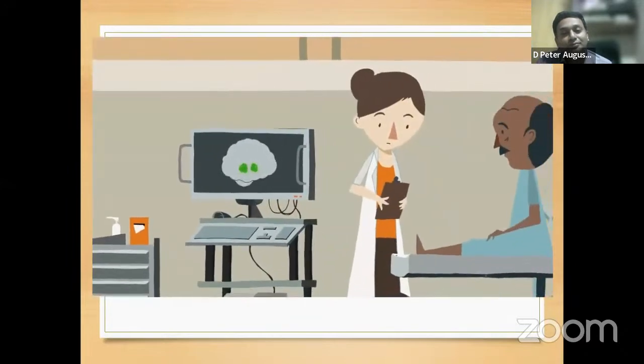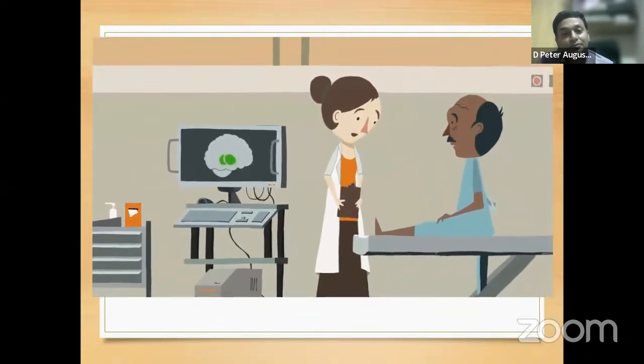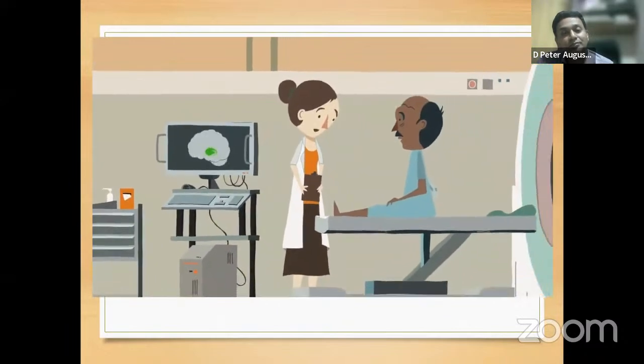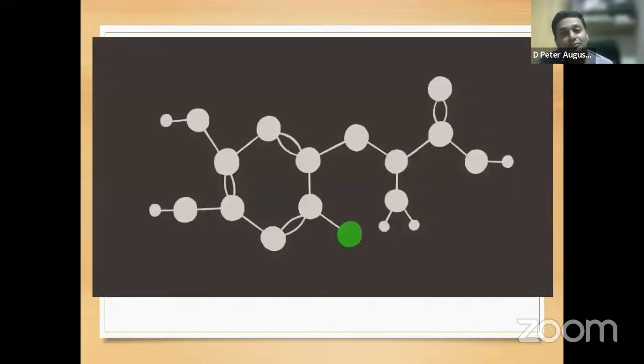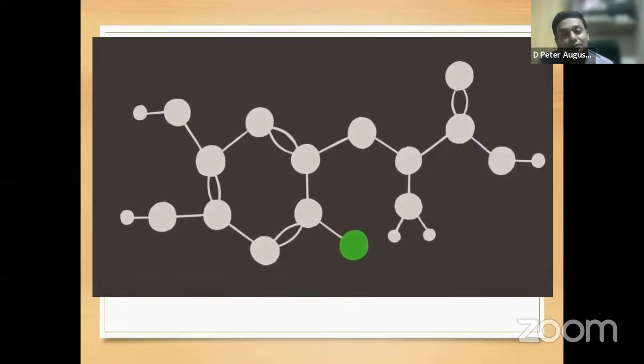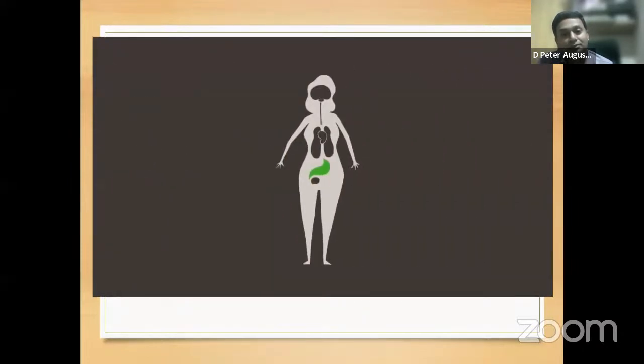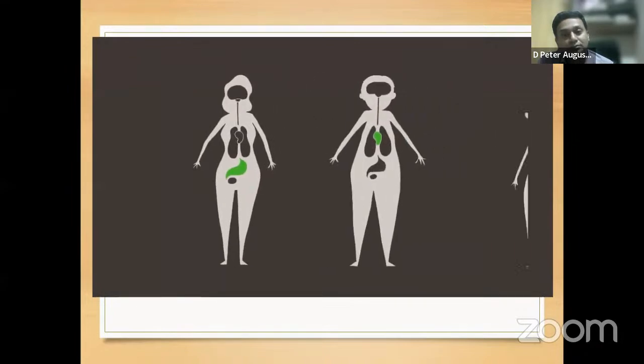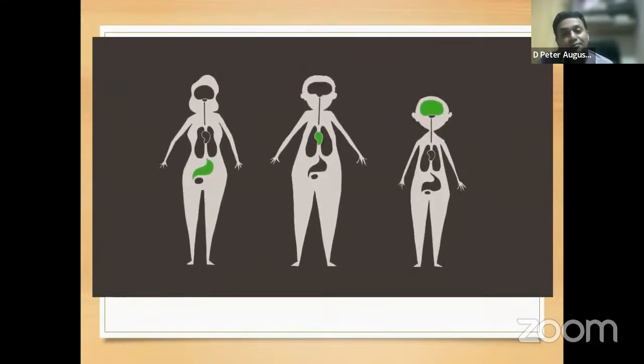For Dave, it was just a small injection. It wasn't so bad, huh? All made possible by the incredible technology of the tracer. The potential for PET is enormous. Different tracers can detect cancer, test heart function, and even track Alzheimer's.